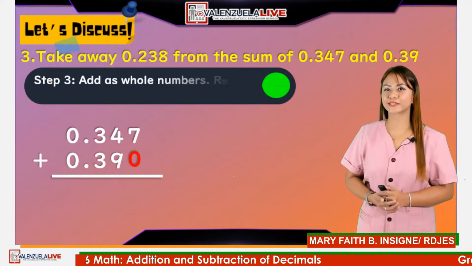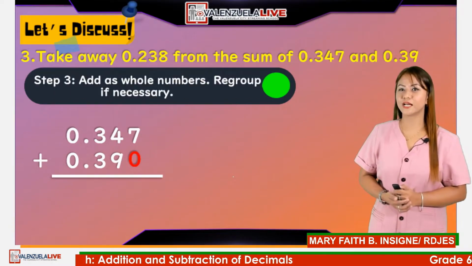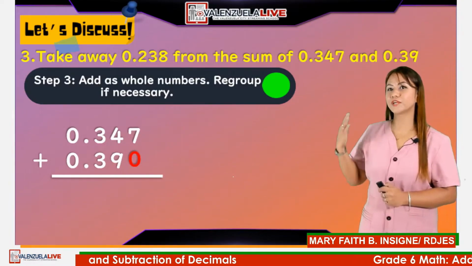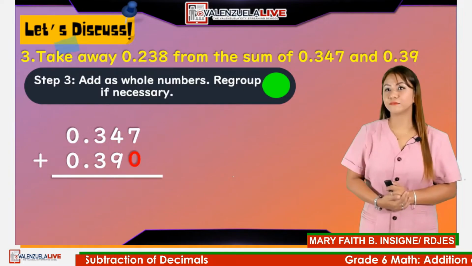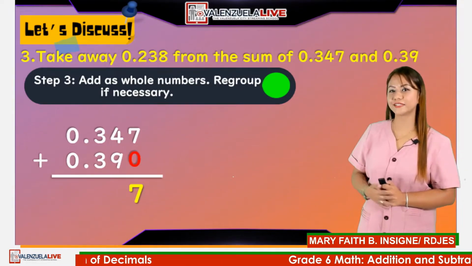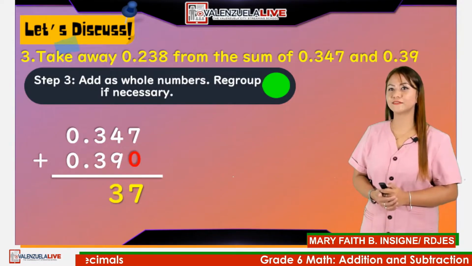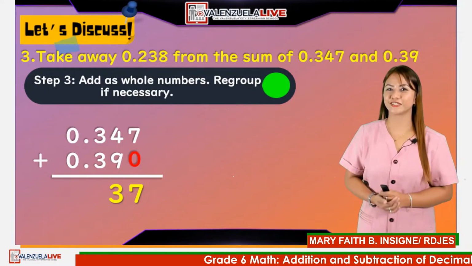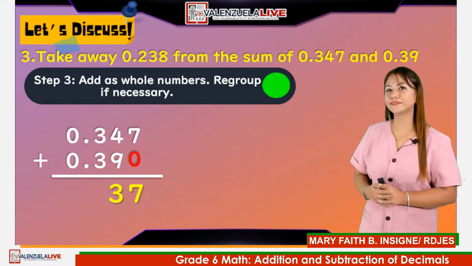Step 3. Add as full numbers. Regroup if necessary. Let's start adding again from right going to left. Begin with 7 plus 0 equals 7. 4 plus 9 equals 13. Since 13 is a two-digit number, we regroup the digit. We write down 3 and regroup 1.